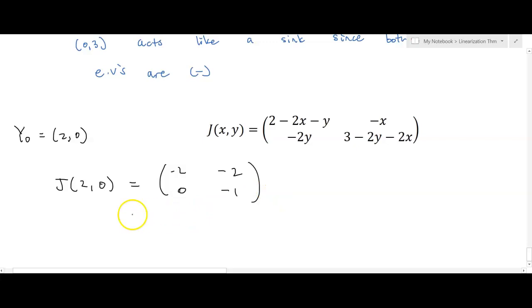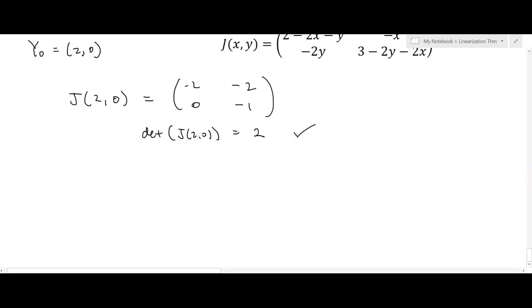So the determinant of J at 2, 0 is going to be negative 2 times negative 1, which is positive 2, minus 0 times negative 2, which is 0. So we get a determinant that is not 0, and we can proceed. The eigenvalues that we would get for this would be lambda 1 equals negative 2, and lambda 2 equals negative 1. So, because again they're both negative, 2, 0 acts like a sink.